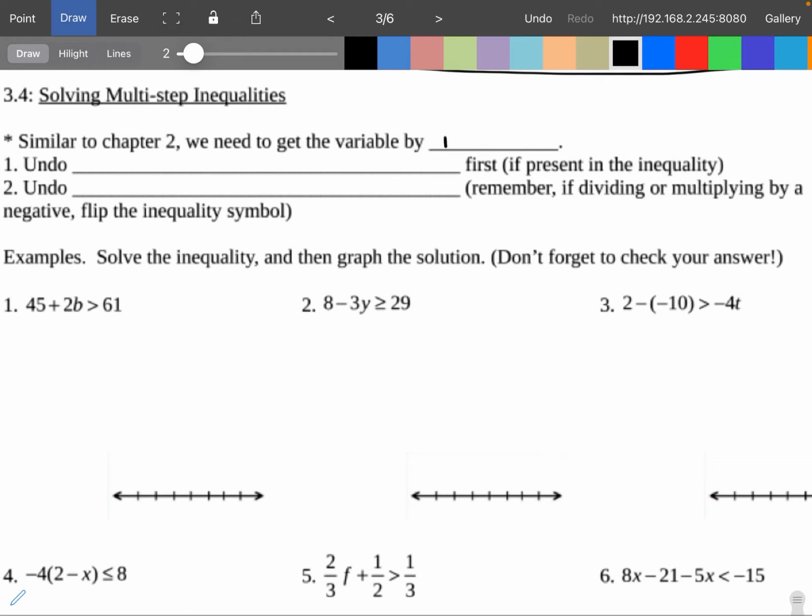Okay, so let's fill in this first blank. It says, like we did in chapter 2, we need to get the variable by itself. And now remember, I know some of these you have to combine like terms first, or do the distributive property first. But in general, we're trying to do the order of operations backwards. So what will we do first then?